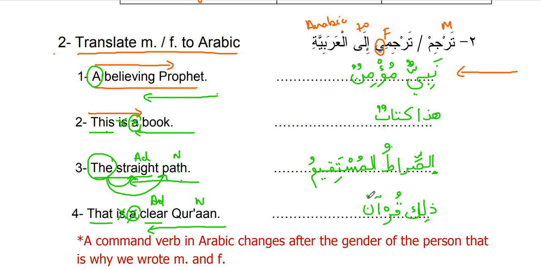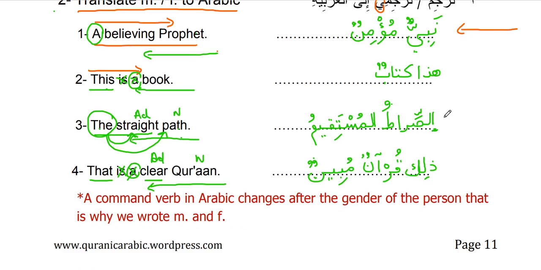قرآن. What is clear? Mubin. Mubinun, right? Mubinun, putting the dhammatain. So you can check: male, indefinite, singular. So everything matches here. Definitely, Mubin is sifa for Quran. So that's how you translate in Arabic.